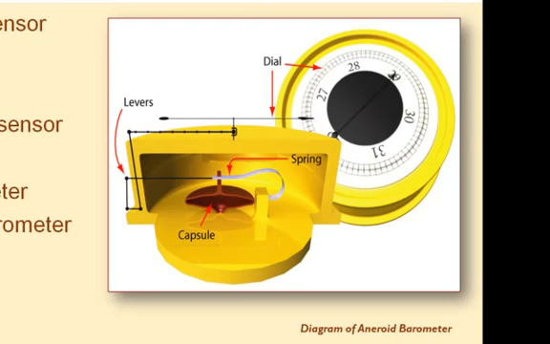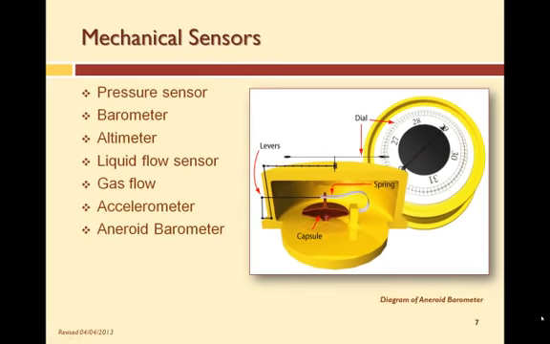An external spring is connected to the capsule, and a needle is mechanically linked to the spring. As the pressure on the outside of the capsule increases, the capsule compresses, causing the spring to move the needle, indicating an increase in barometric pressure. As the pressure drops, the capsule expands and the spring moves in the opposite direction, moving the needle to show a decrease in barometric pressure.